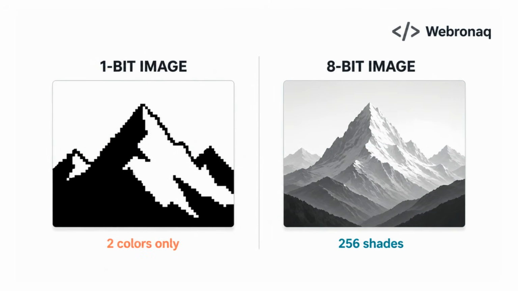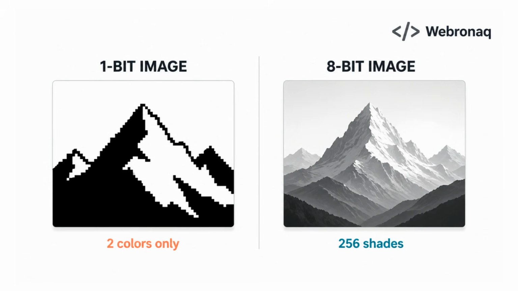Now let's see this in action with images. On the left, you're looking at a 1-bit image. Each pixel here can only be one of two things, pure black or pure white. That's why it looks blocky and harsh with no in-between tones. On the right, you have an 8-bit image. Each pixel can now pick from 256 different shades, going smoothly from black all the way to white. Same picture, completely different quality.